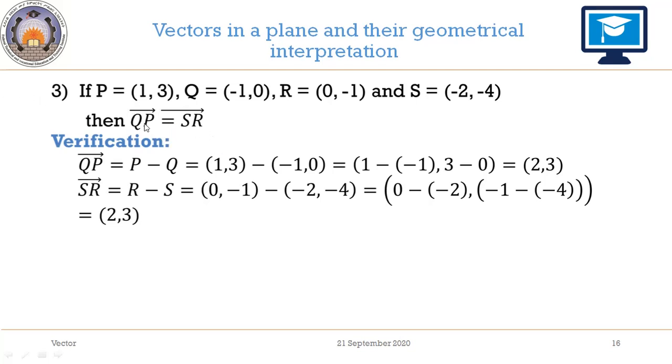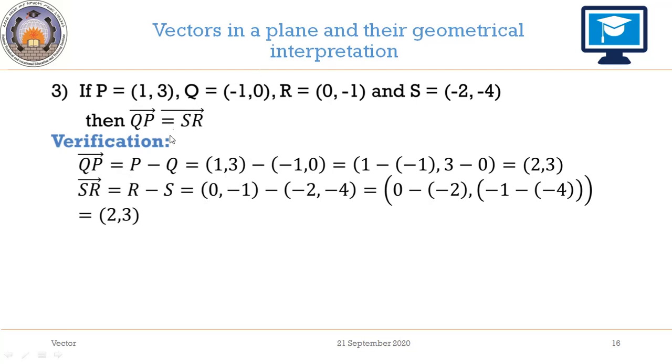Now let's check whether the components of QP are equivalent to the components of SR. First find their components. To find the components of the vector QP, simply subtract the initial point from the terminal point, P minus Q. Then we have the result (2, 3). So (2, 3) are the coordinates of vector QP.